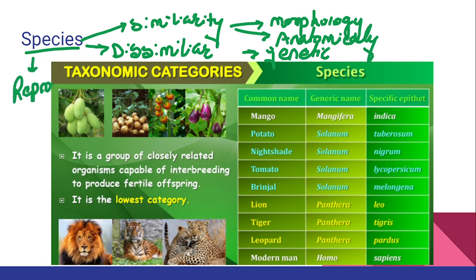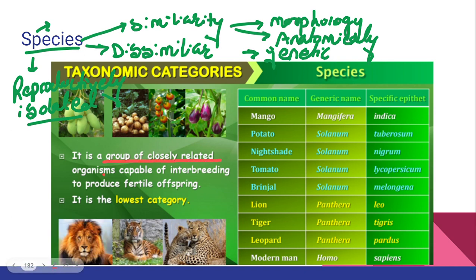And one more word we will be using for species is reproductively isolated. What is the meaning of reproductively isolated? Isolated means to keep separate, right? When they are the same species, they will be able to reproduce with each other. But what about different species? Different species are isolated from each other. That means they won't be able to reproduce with each other.